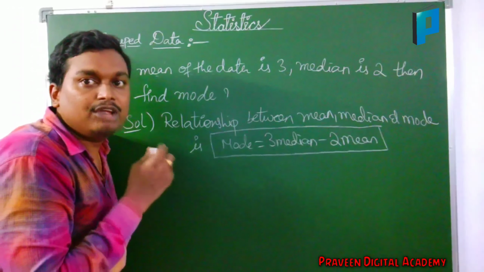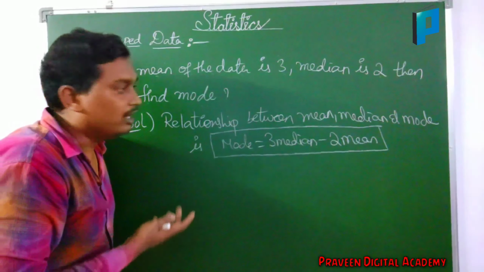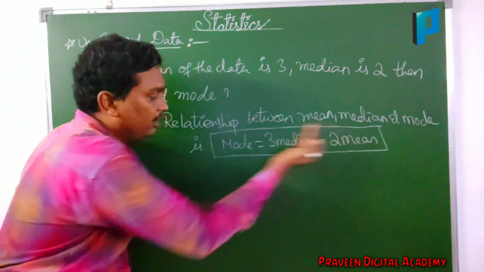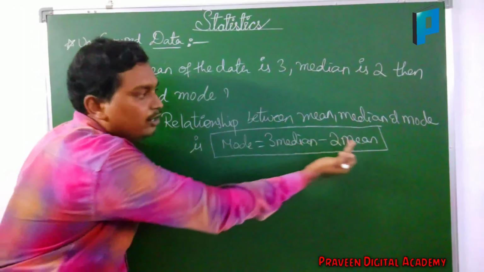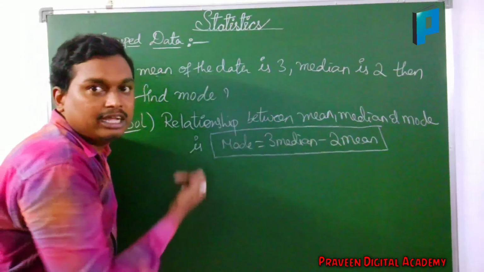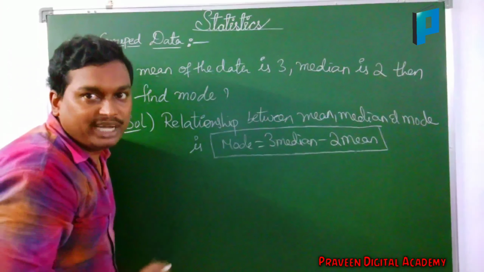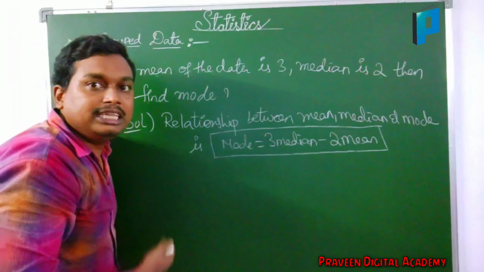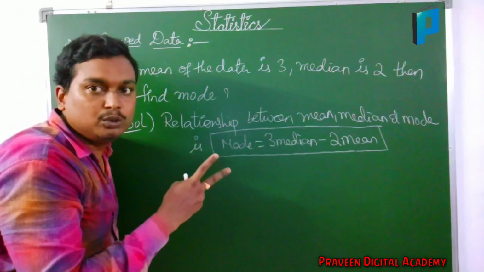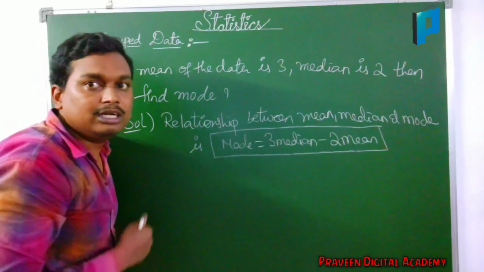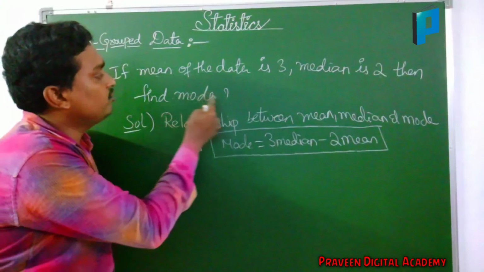In these 3, if you know any 2, you can find out the third one. If they given median and mean, you can find out mode. If they given mode and median, you can find out mean. If they given mean and mode, you can find out median. In this way, if you know any 2 things, you can find out the third one. Here, mode they are asking to find out.